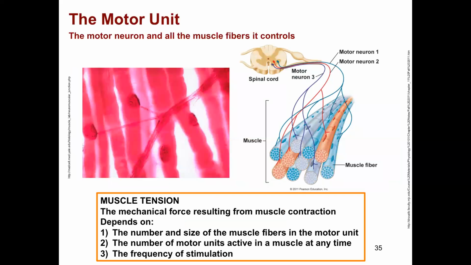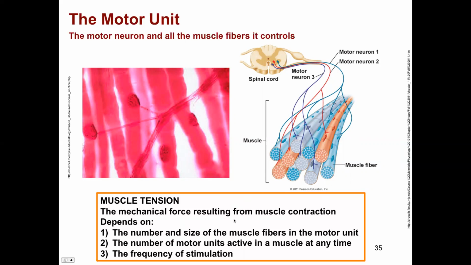Now the motor unit. The motor unit is basically a motor neuron, a neuron that's supplying a muscle cell, and all of the muscle fibers that it contracts. So one neuron can reach out and touch more than one fiber. Here you can see there are 3 motor neurons, touching different muscle fibers, so there's a whole bunch. One motor unit is this motor neuron and all of the fibers that it's contracting.